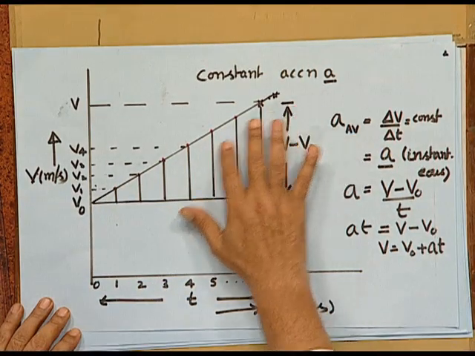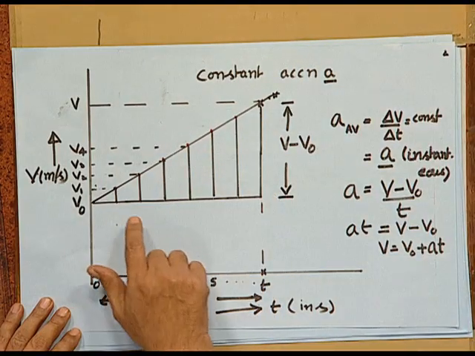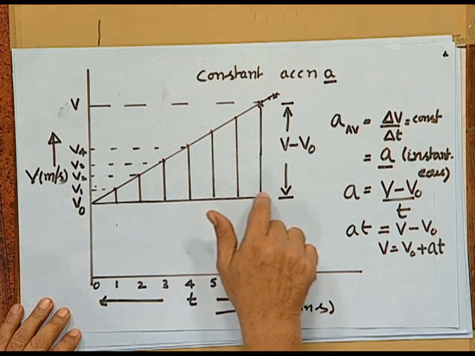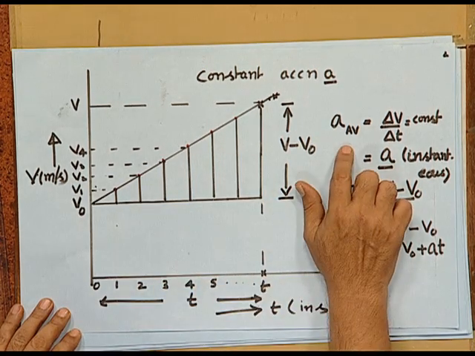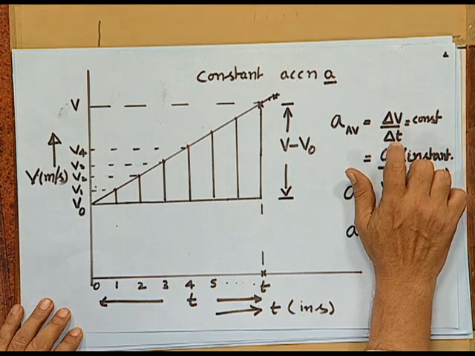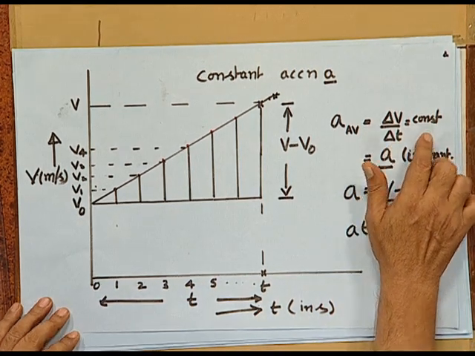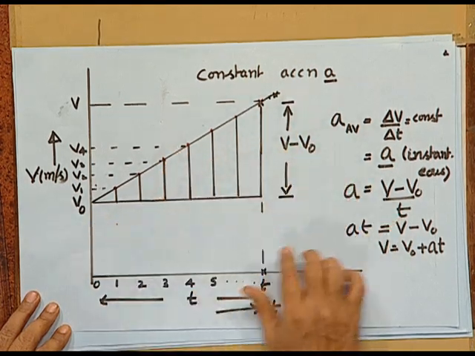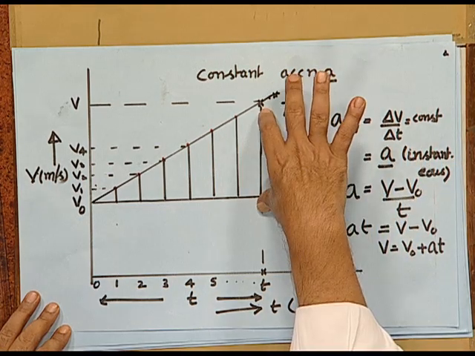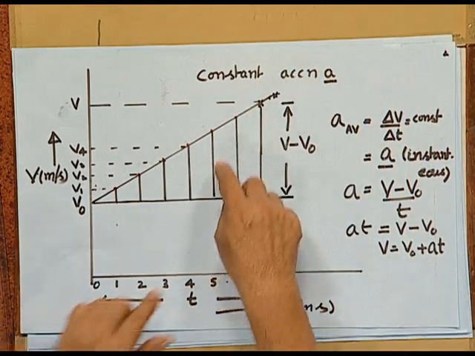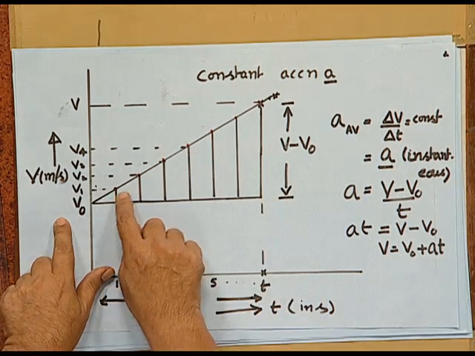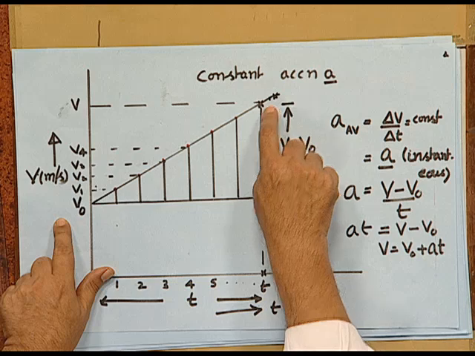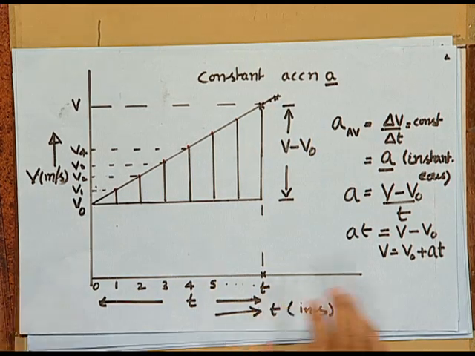The plot of v versus t is a straight line, which means the slope of this line is constant. The velocity varies constantly with time. It means the average acceleration, which is delta v by delta t, is constant. That is, this is delta v and this is delta t. That is a constant. It is the same as in any other interval, because the slope is all the same in a straight line graph.